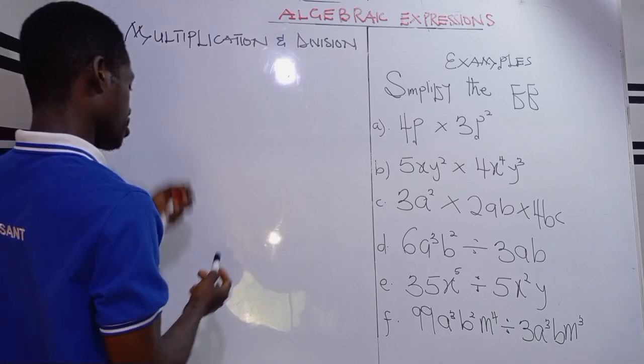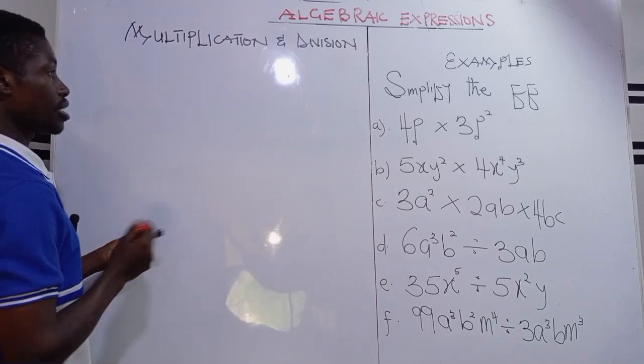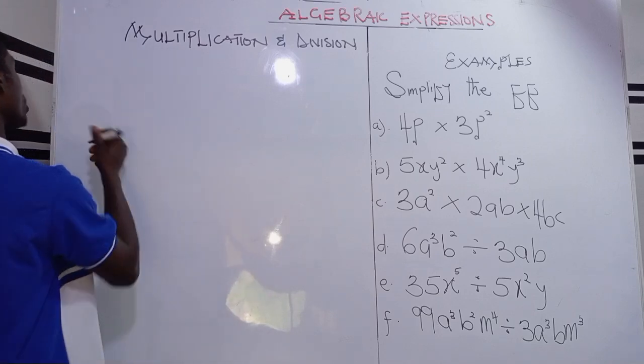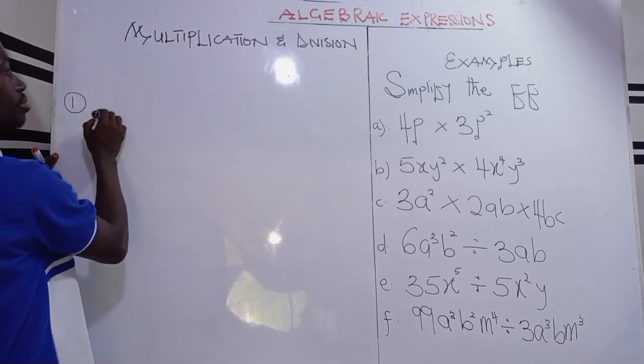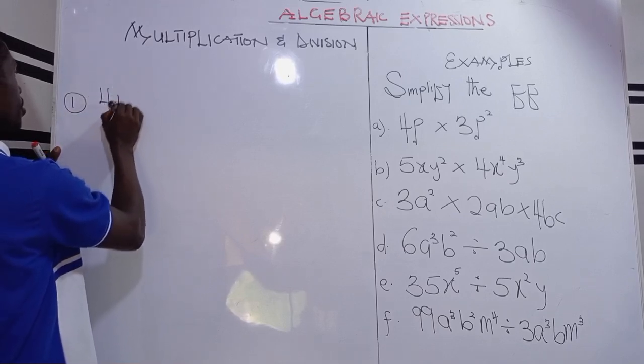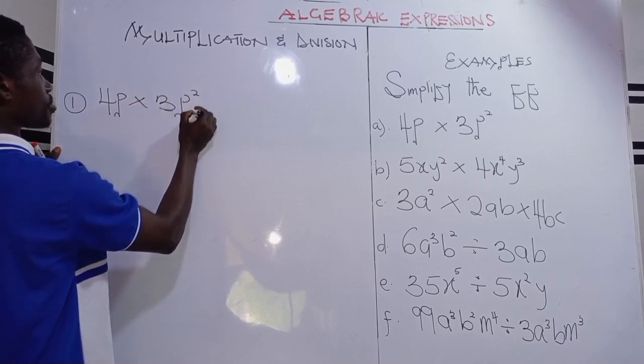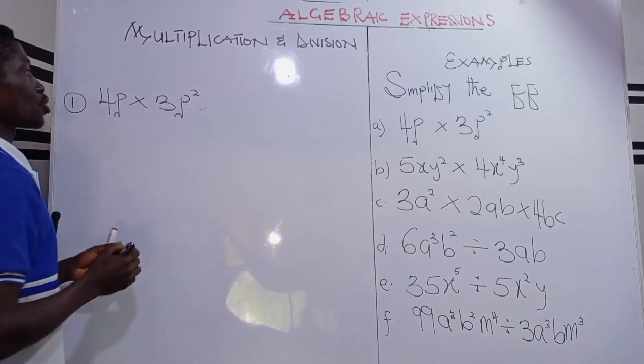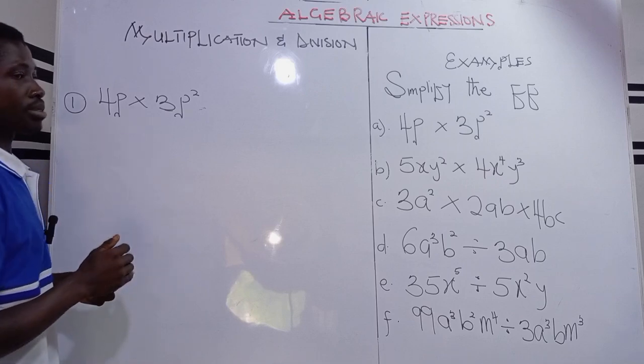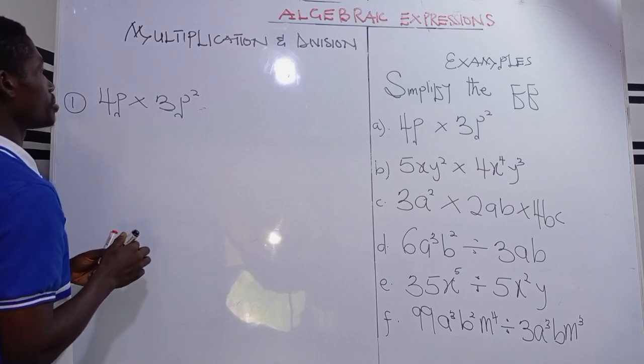So we have the following examples. Let's try our hands on them. So we have the first one. We have 4. So we have to multiply these algebraic expressions together. We have to multiply them together.